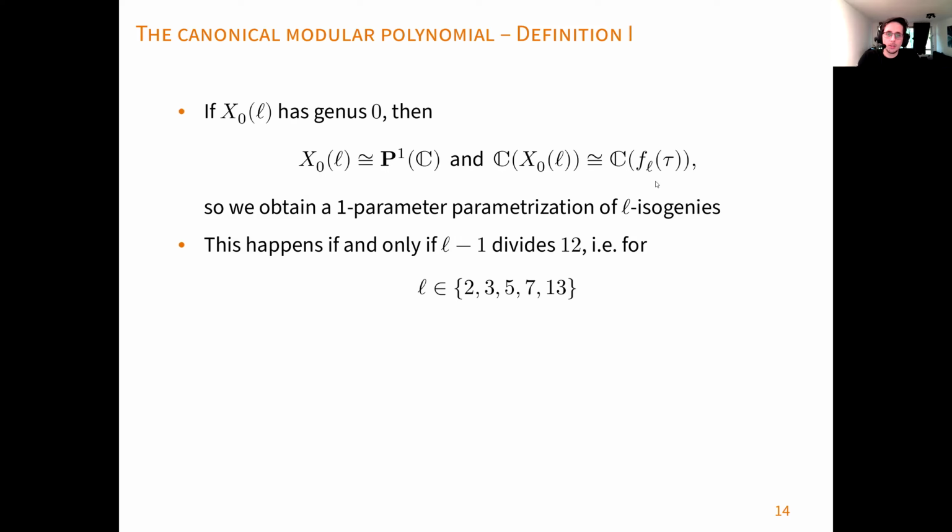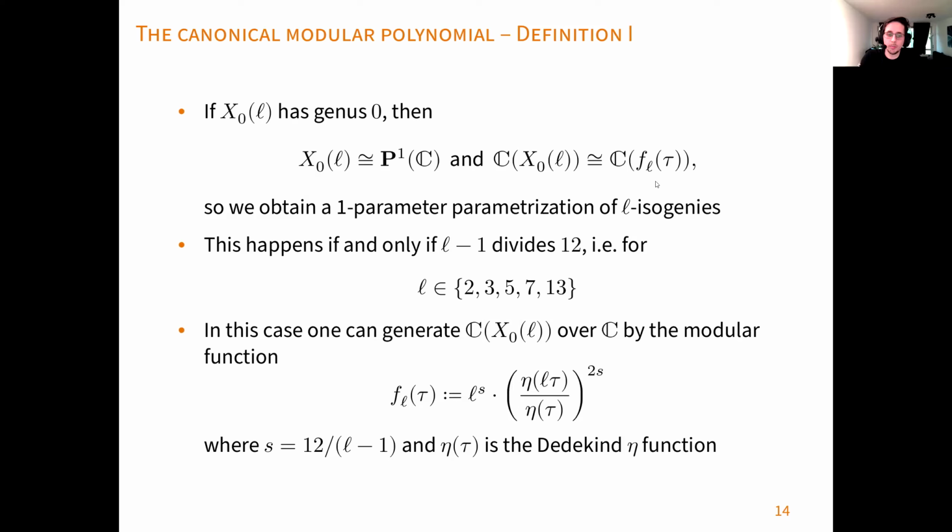So in this case, one can actually make this generator explicit. This is given by the function that I've described here. We take l to the s, and then take the quotient of the eta function evaluated at l tau divided by the eta function evaluated just at tau, and take this quotient to the power 2s, where s is the quotient of 12 by l-1, and eta tau is the Dedekind eta function. I can also show you the definition of this after the talk if you are interested.